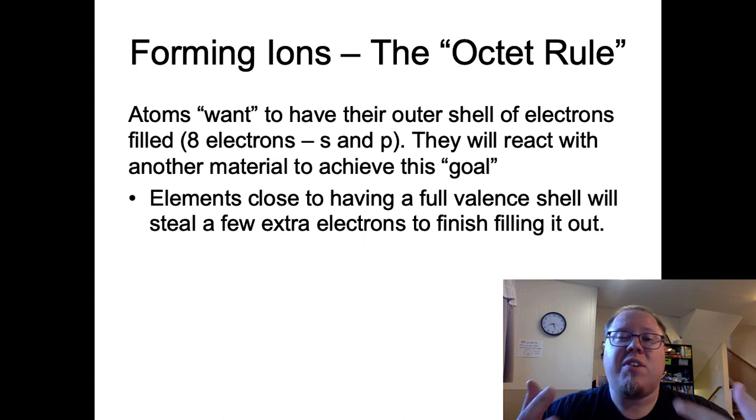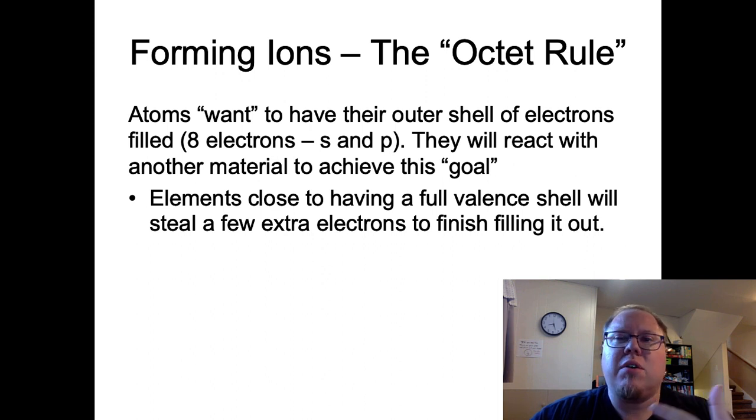If they have 6, they're going to steal 2 more, and then they're going to have 8. However, what if they're not even close? Let's say they only have 1 valence electron, and they have to steal 7. Well, if that's the case, then it's not really practical for them to try and steal 7.